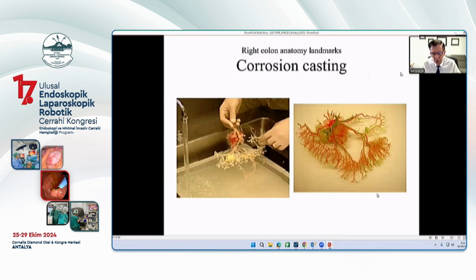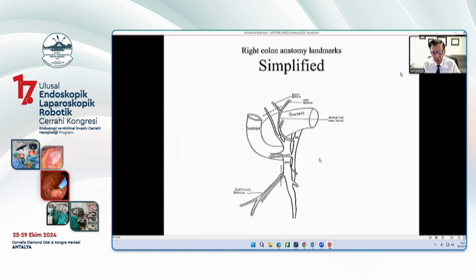Now, Dr. Ignatovic has been studying with me in Norway, and we have done corrosion casting to study the anatomy. This is something that is good for a young surgeon to understand. This is a simplified anatomy where you can see the ileocolic vessels going behind the SMV to reach the SMA, the artery, whereas the right colic runs in front of the superior mesenteric vein.